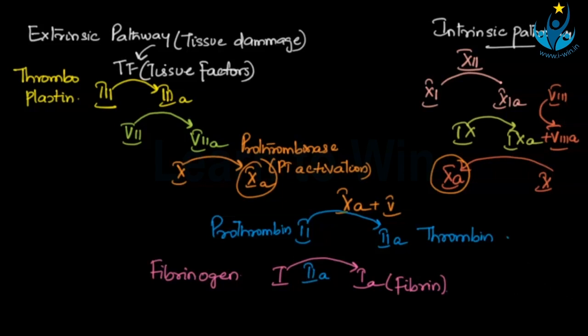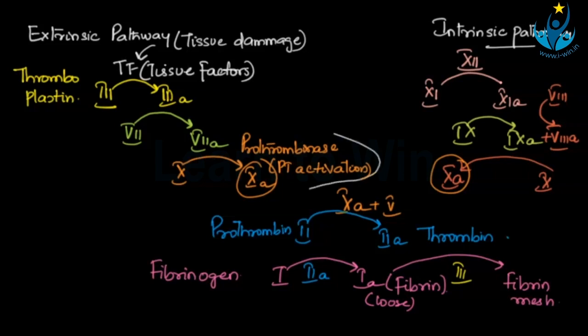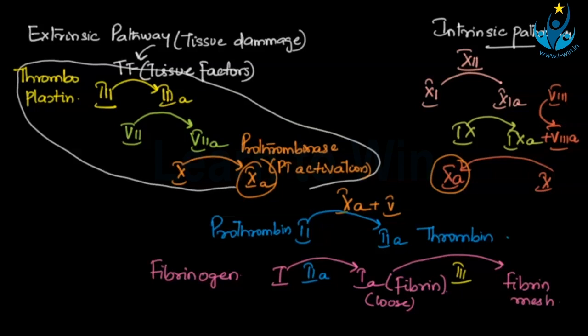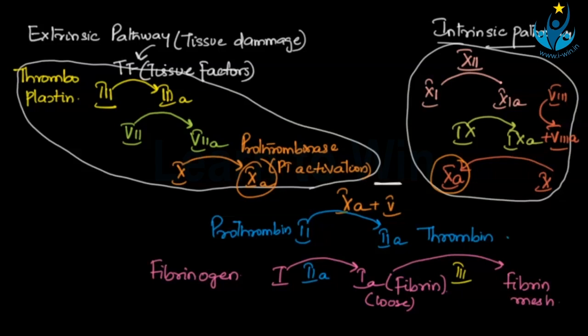But these are again loose fibers. To convert this into strong fibrin, the actual fibrin mesh, you will need another factor, and that factor is factor 13. As I've told you, the extrinsic pathway up to here is one set and the intrinsic is another set, but everything merges here in the activation of prothrombin to thrombin. So this is the clotting cascade. Now we are going to see the names of these clotting factors and continue further.